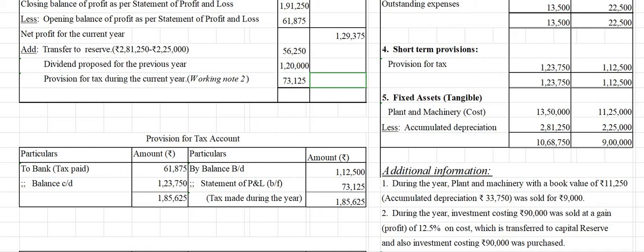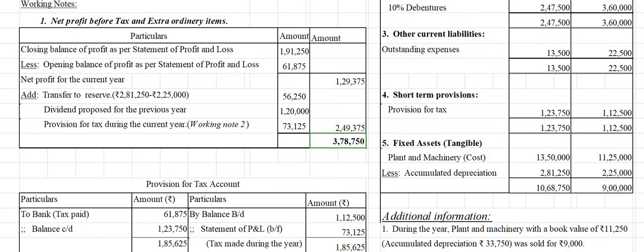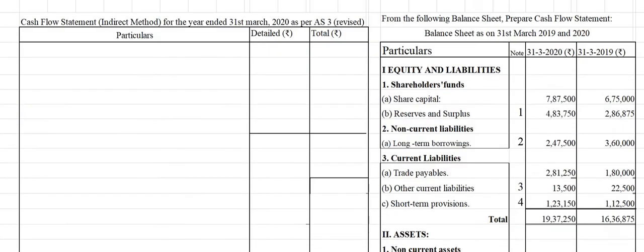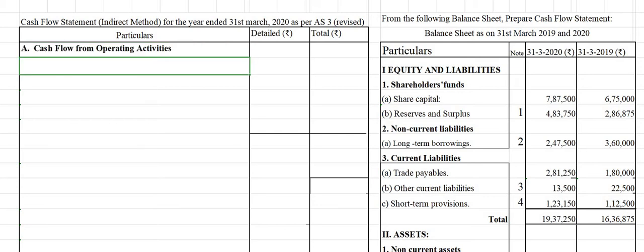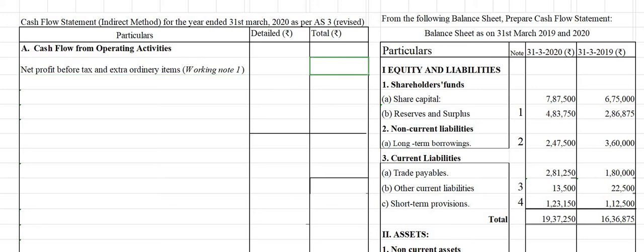73,125. Okay. Now we can total all the amounts to be added, and the total amount of profit before tax and extraordinary item is 3,78,750. Okay, so that is the net profit before income tax and extraordinary items. That can be taken to the cash flow statement as the first item under cash flow from operating activities. Okay, so that we are writing in the outer column.